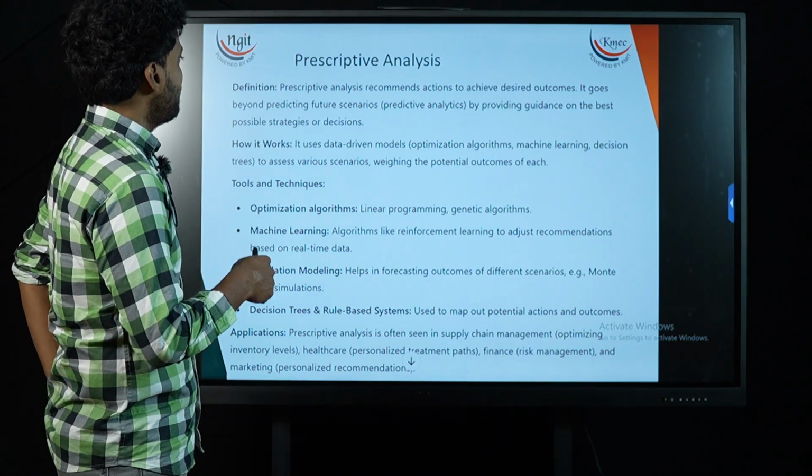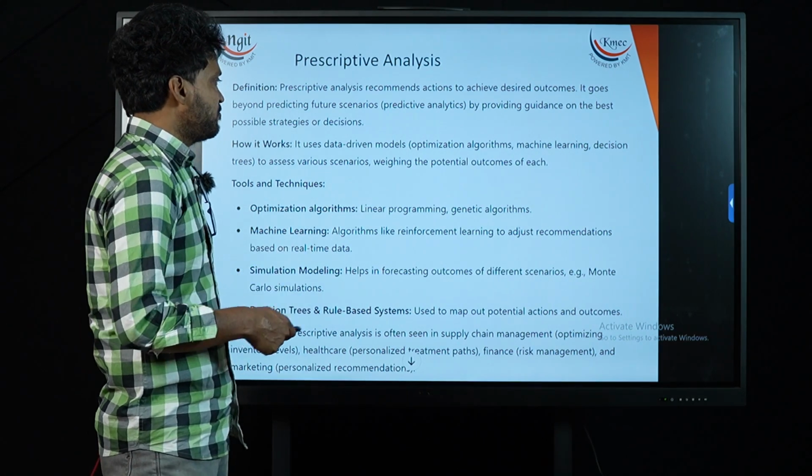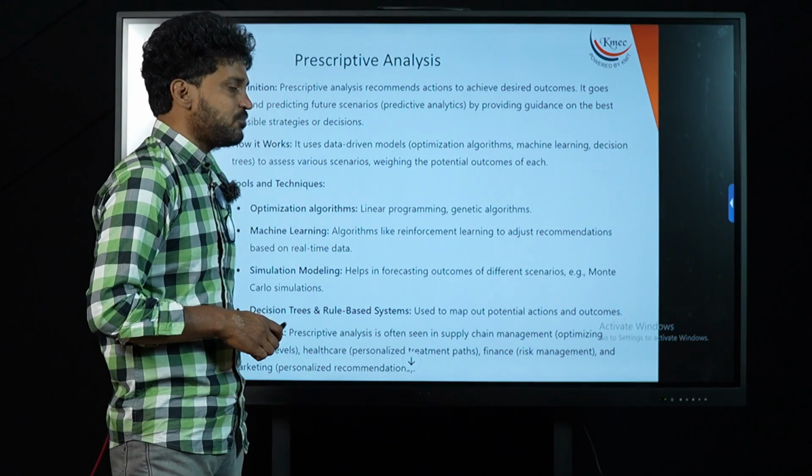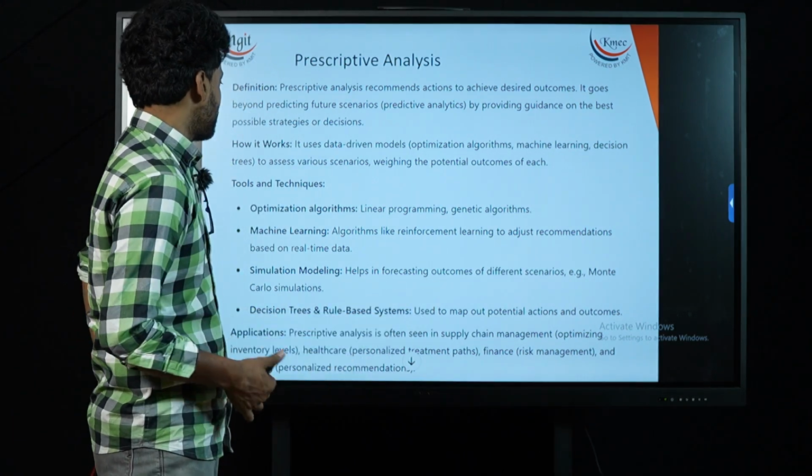Tools and how it works. It uses data-driven models such as optimization algorithms, machine learning, and decision trees to assess various scenarios, weighing the potential outcomes of each, as we already discussed.